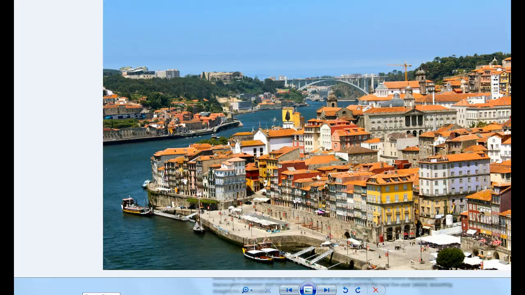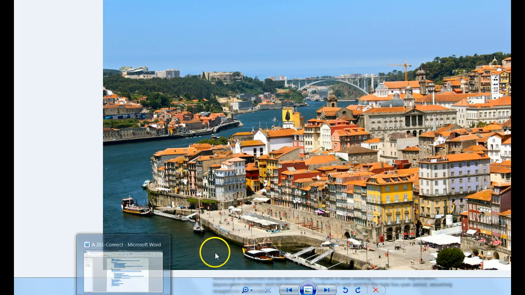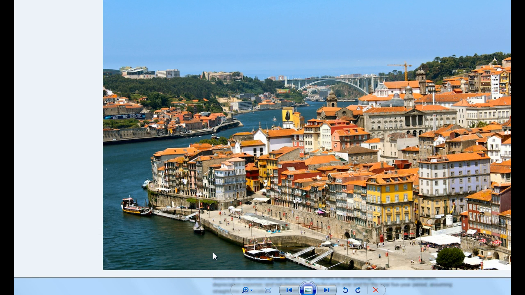Hello! Today's lesson on depreciation comes to you from Portugal, which looks like a very pretty place to be. And I hope this lesson goes well today.